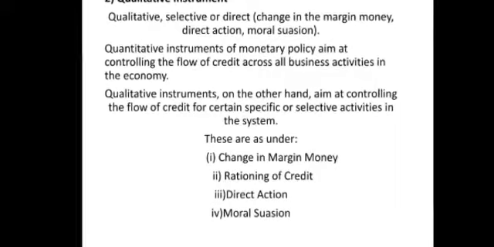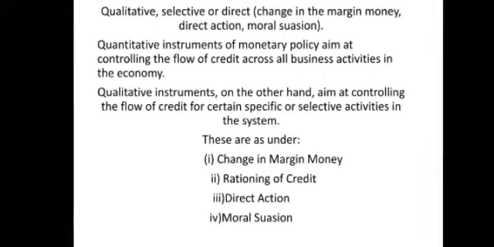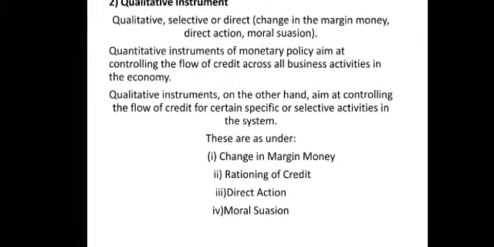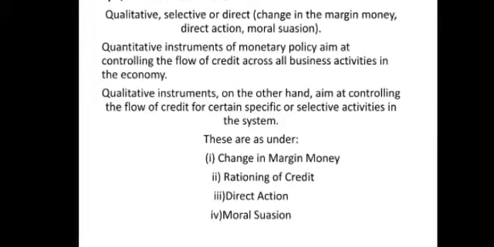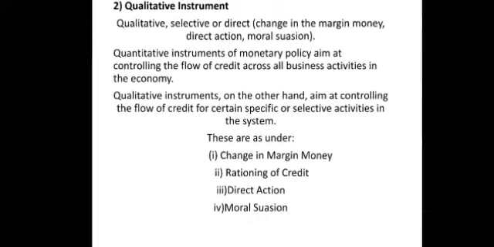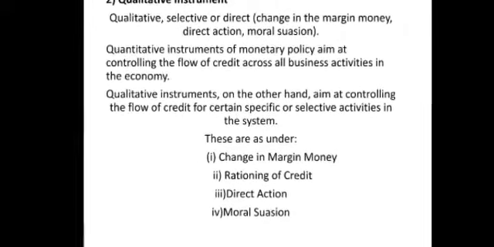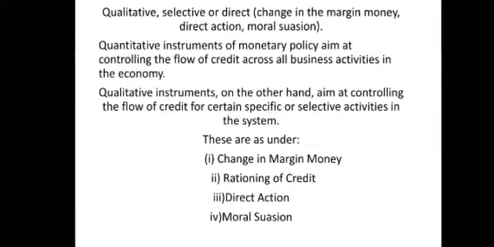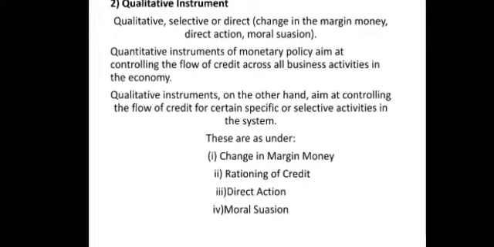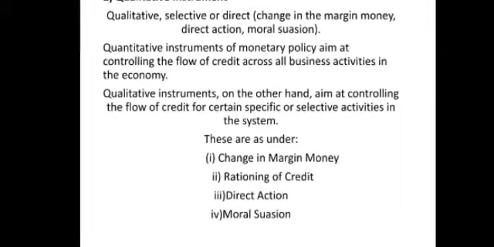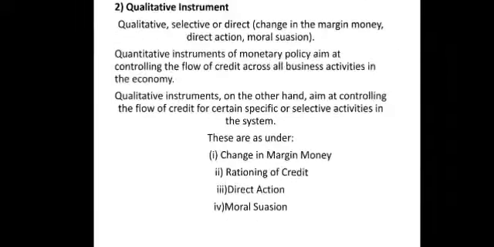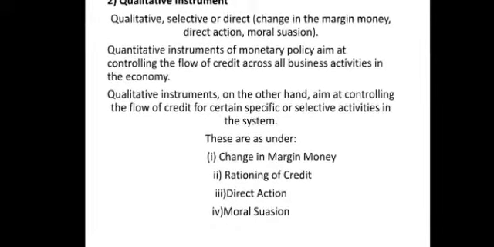Qualitative instrument. Qualitative, selective or direct: change in the margin money, direct action and moralization. Quantitative instruments of monetary policy aim at controlling the flow of credit across all business activity in the economy. Qualitative instruments, on the other hand, aim at controlling the flow of credit for certain specific or selective activity in the system. These are as under: number 1, change in margin money; number 2, rationing of credit; number 3, direct action.